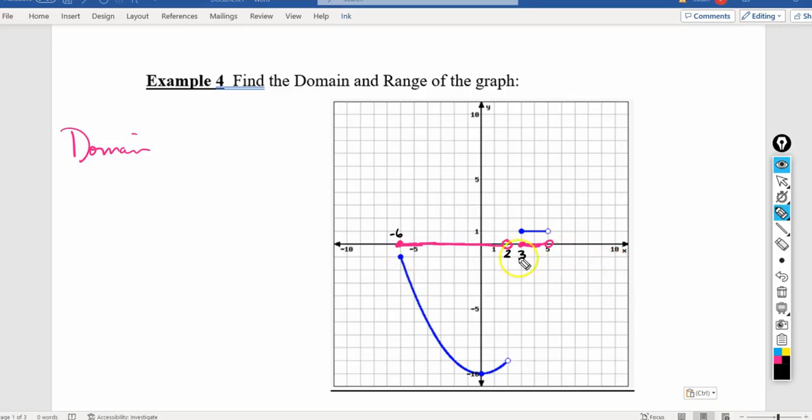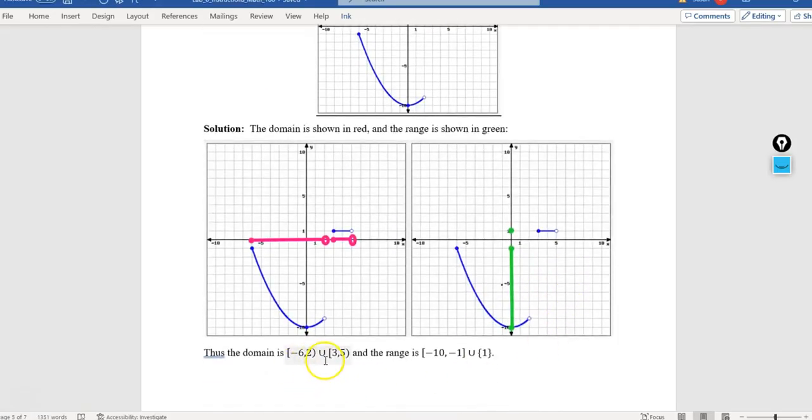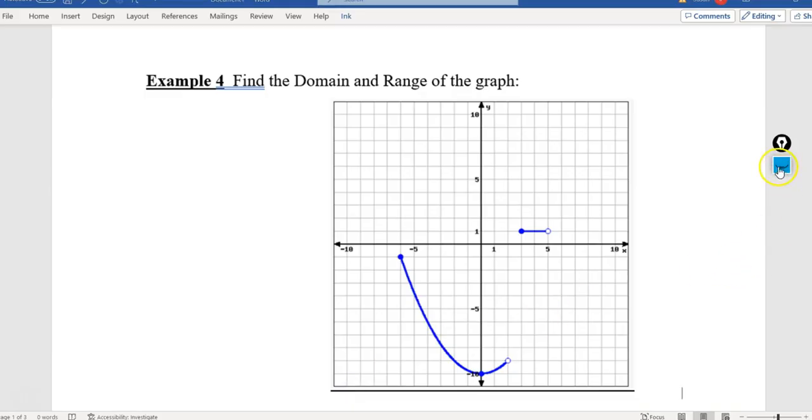Okay, so now I can write the domain from left to right. I'm going to start at and include -6. And it's unbroken until I get to 2. 2 is not included. Then we have a gap. And then I have a second section that starts at and includes 3. And then ends at 5, but 5 is not included. So that's my domain. And let's check it. Okay, so there's our domain drawn in red. And now let's do the range in green.